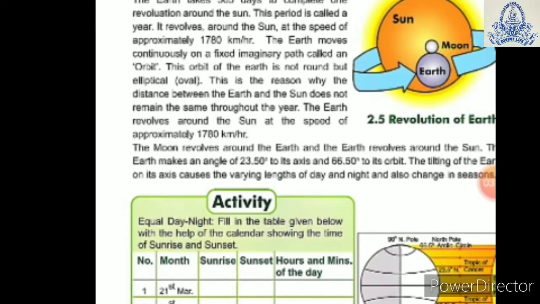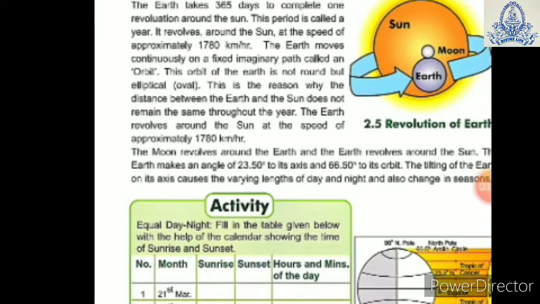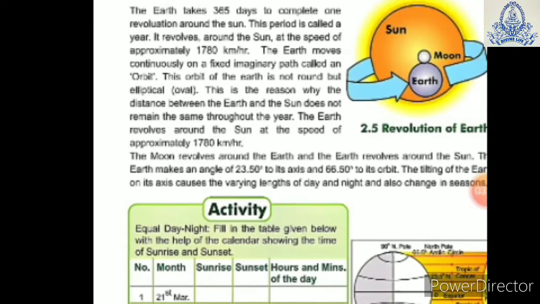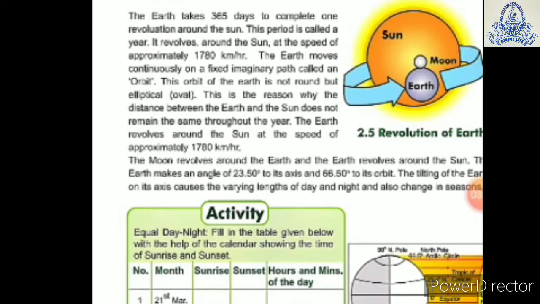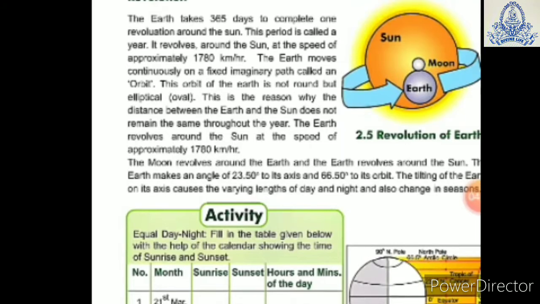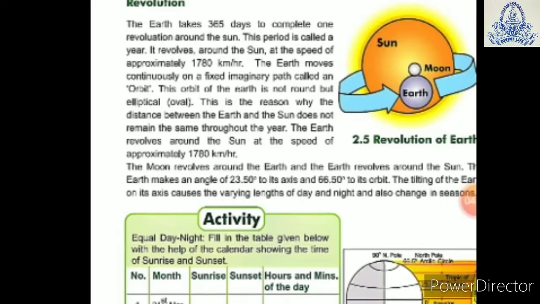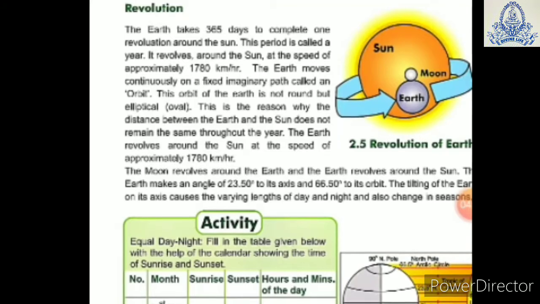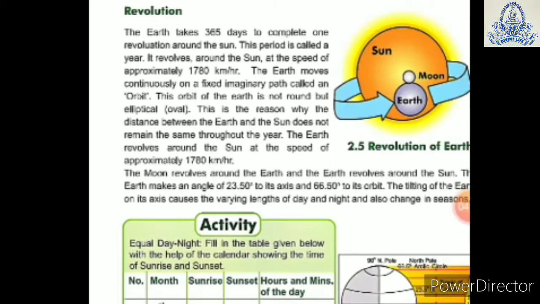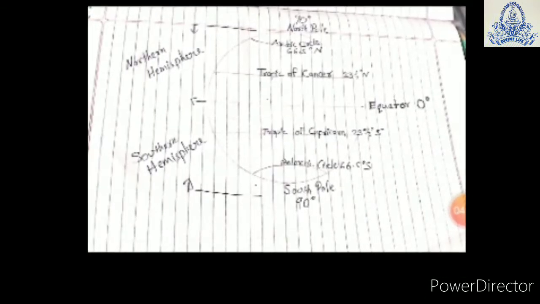For more understanding, before understanding what equal day and night is, we must clear some more important points. Rotation period is 24 hours, revolution period is 365 days, and we already learned what the earth's axis is, that it is tilted towards the sun at 23.5 degrees. Also, the earth rotates from west to east in an elliptical orbit.